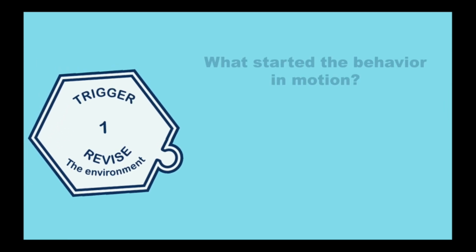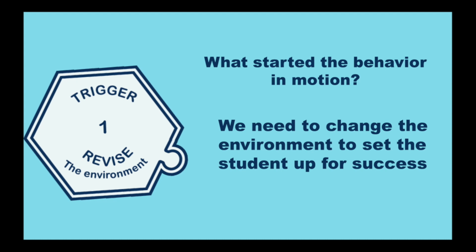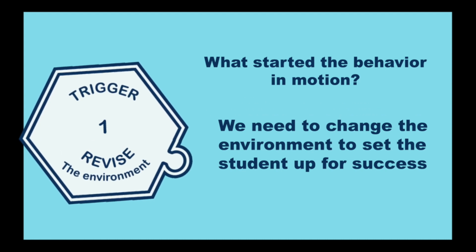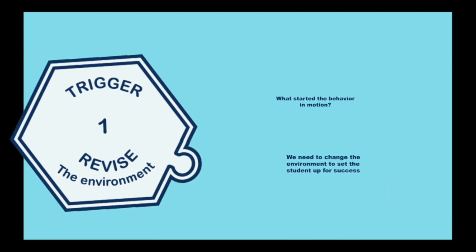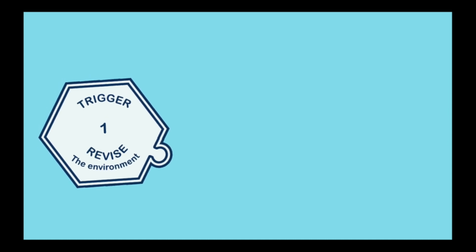The first thing that we have to do is figure out the summary statement to trigger. So the trigger is what sets the behavior in motion. Revise the environment. So we have to make a change in the environment to set the student up for success.